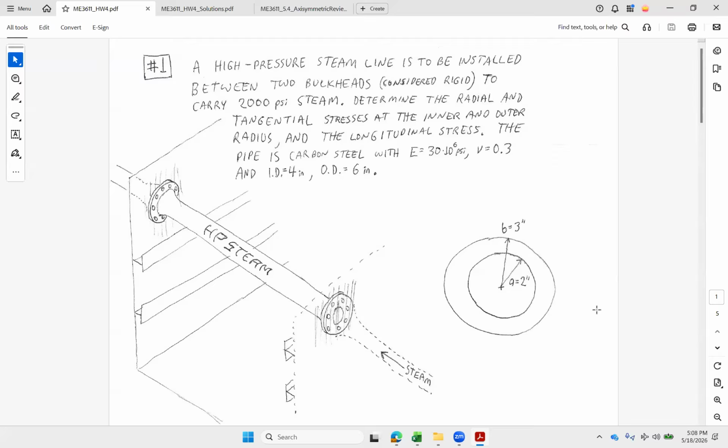We want to determine radial and tangential stresses at the inner edge and at the outer edge, and then our longitudinal stress as well, which is based on our end case. Pipe's going to be carbon steel, so we got the basic steel properties, and A equals 2 inches, B equals 3.